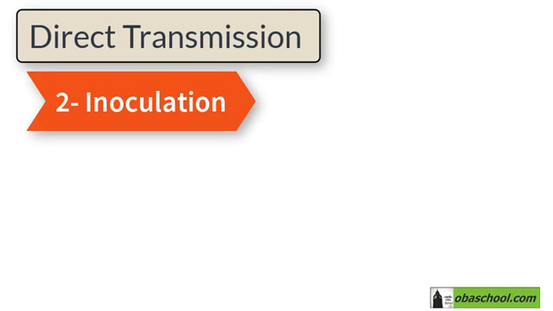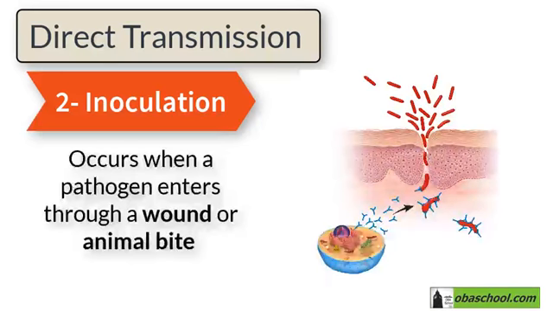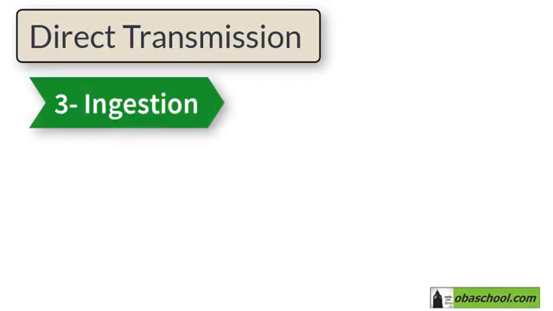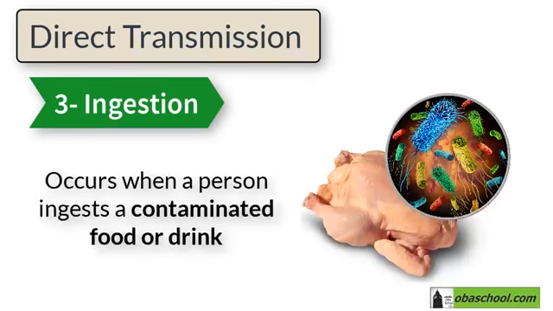Secondly, inoculation takes place when the pathogen ruptures and enters from your skin to your blood through any wound or break in the skin. Moreover, it occurs during an animal bite. Thirdly, ingestion takes place when a person ingests a contaminated food or drink, or when the person transfers pathogens to the mouth from the hand.